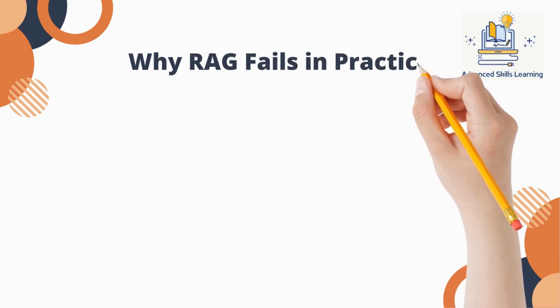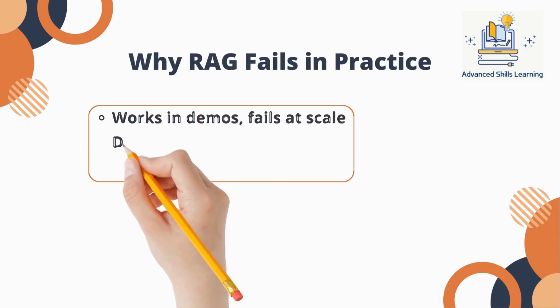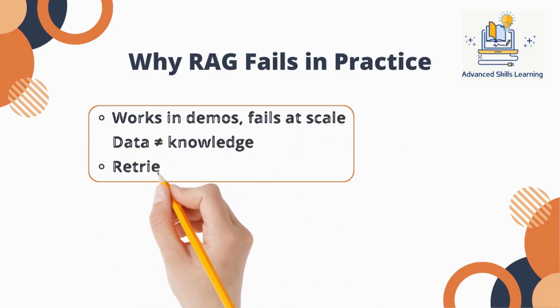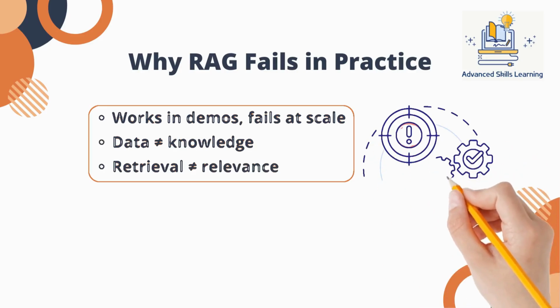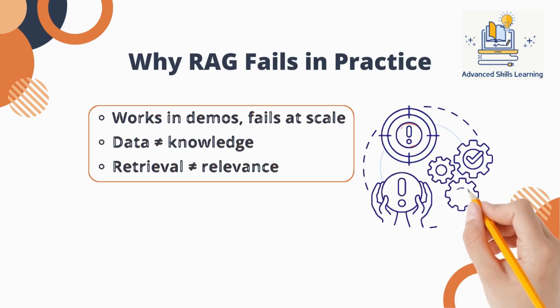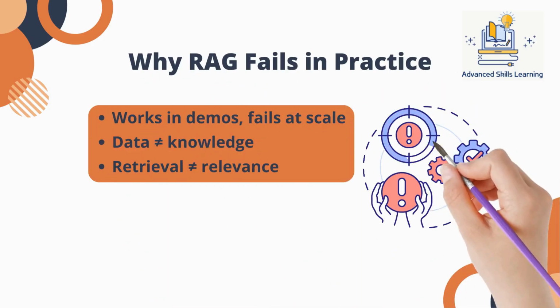One of the biggest reasons RAG fails in practice is that retrieval is treated as a solved problem. Teams focus heavily on the LLM, embeddings, or the vector database, but underestimate how messy real data and real user queries actually are. Retrieval does not automatically mean relevance, and data does not automatically mean knowledge.